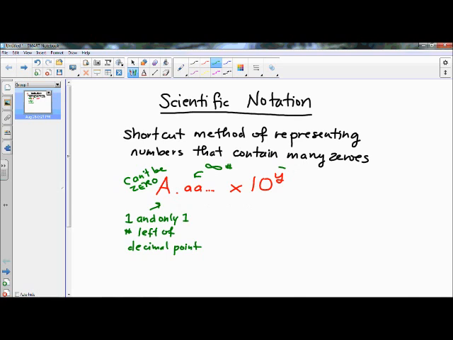Now, this number here, the exponent on the 10, is positive if the number is greater than 1. And this number would be negative if the number has a value of less than 1. I guess we'll put an equal sign, greater than or equal to 1. So let's look at some examples of numbers.